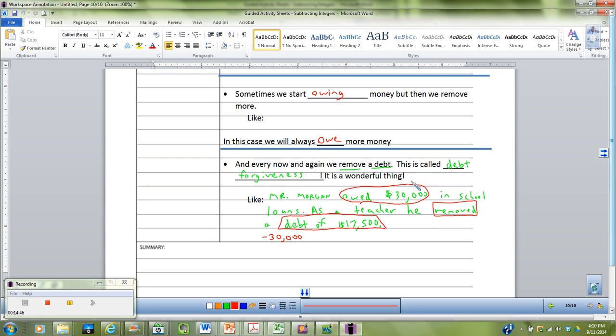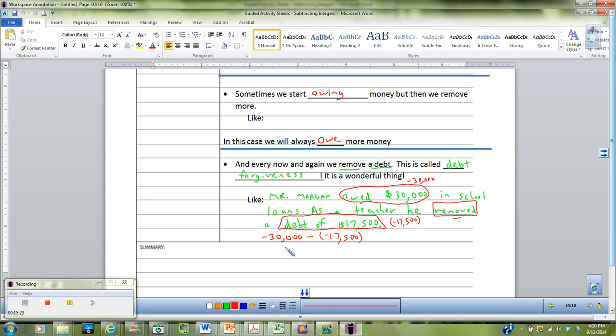Remove, just so you can catch it here, remove means subtract, right? So subtract, put that there. And debt of 17,500, we all know debt is a negative number. So negative 17,500. So I remove, which is the subtraction, a debt of 17,500. Notice I put both the subtraction and the negative symbol there, because this is a debt. And this best represents this story.